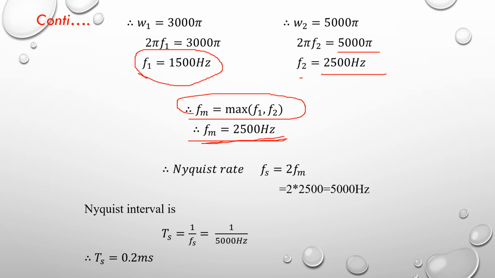So, the sampling frequency Fs is equal to 2 into Fm. Fm is equal to 2500, so 2 into 2500 is equal to 5000 Hz. So 5000 Hz is equal to the Nyquist rate. Now we have to find out the interval. The time interval t is equal to 1 divided by Fs, which is 1 divided by 5000 Hz. So it is equal to 0.2 millisecond.